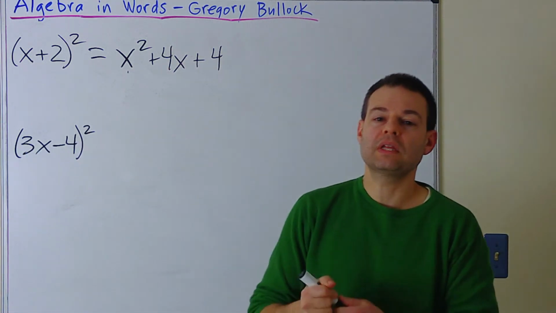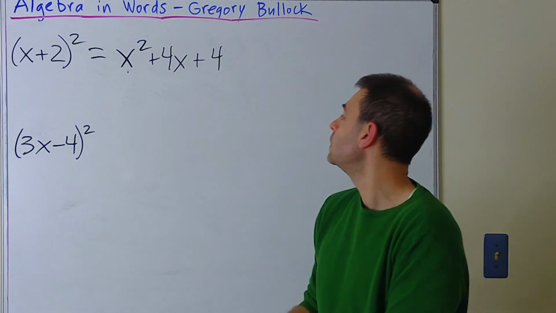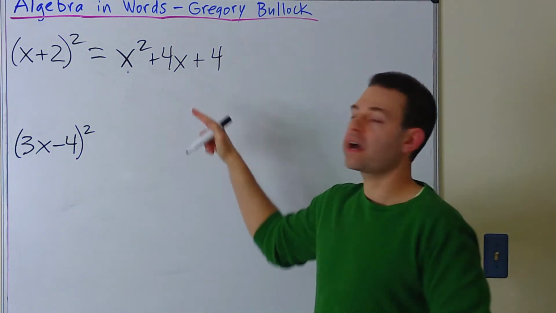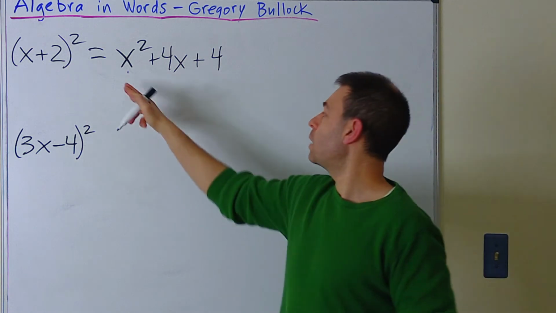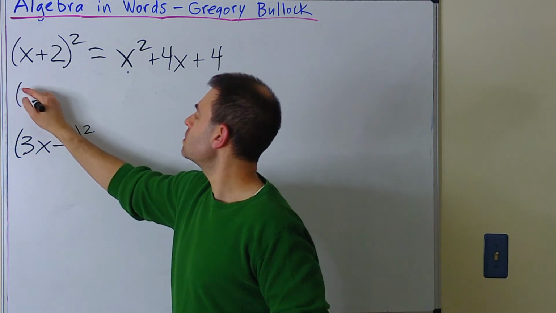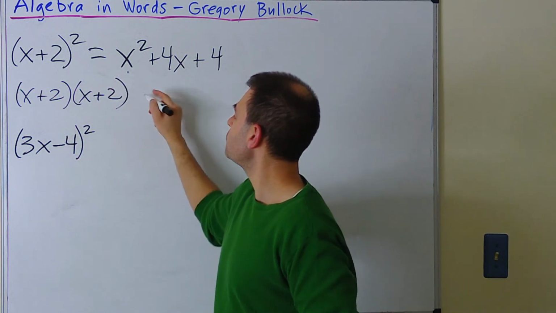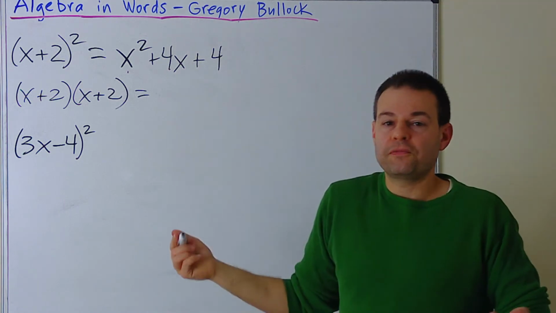Okay, and before we do the last problem, I said we're going to FOIL it to compare it. So let's FOIL it, just to sort of check if the shortcut method that we used works. So let's just expand this as x plus 2 times x plus 2. And so let's just FOIL it.